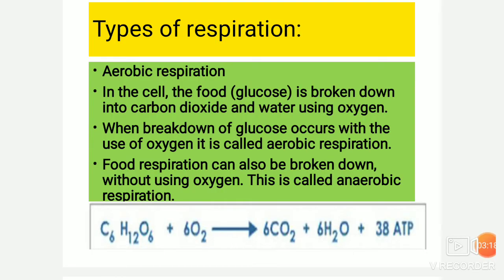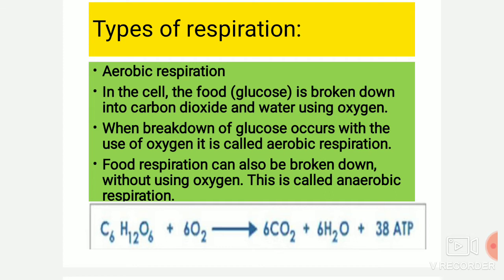Now the types of respiration. The oxygen is absorbed by the blood, and it is taken to the cell. Now in the cell, the respiration process will take place. There are two types of respiration. Aerobic respiration: in the cell the food, that is the glucose, is broken down into carbon dioxide and water using oxygen. When breakdown of glucose takes place with the help of oxygen, it is called aerobic respiration, and it releases a large amount of energy.